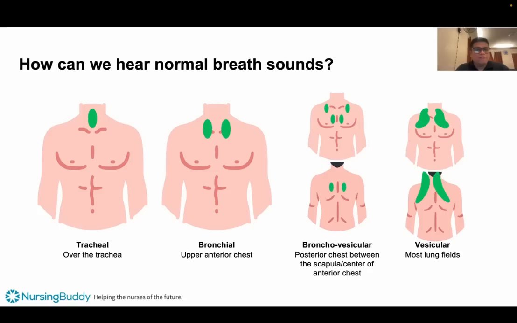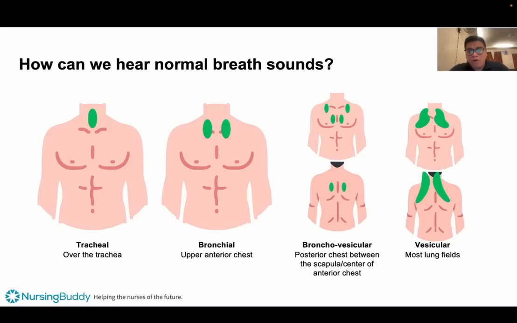So now let's talk about your breath sounds and how can we hear them. Okay, so for your normal breath sounds, a basic question, kapatid, in the PNLE, even in the NCLEX, is where they are assessed. Okay, so for your tracheal, big word in a board exam, over the trachea, tracheal, trachea. While your bronchial breath sounds, okay, can be assessed in the upper anterior chest. Okay, again, upper anterior chest.